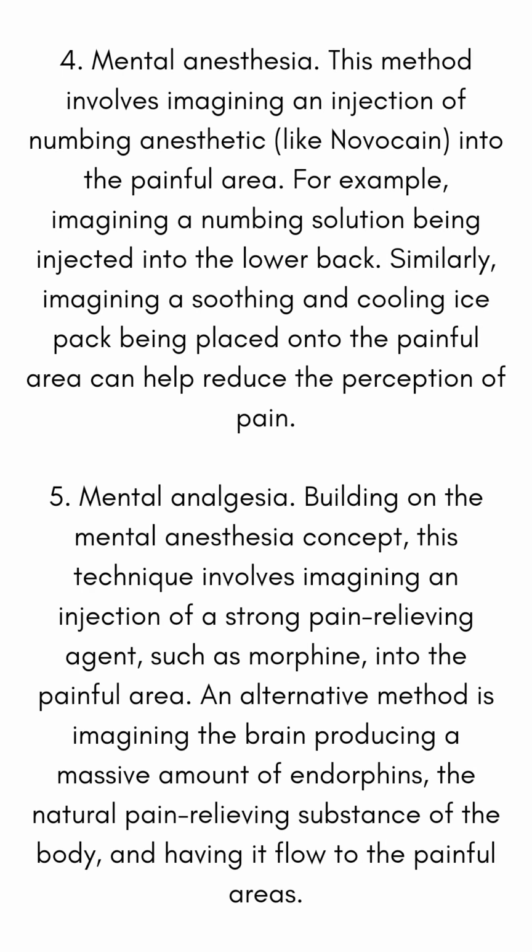4. Mental anesthesia. This method involves imagining an injection of numbing anesthetic, like Novocaine, into the painful area. For example, imagining a numbing solution being injected into the lower back. Similarly, imagining a soothing and cooling ice pack being placed onto the painful area can help reduce the perception of pain. 5. Mental analgesia. Building on the mental anesthesia concept, this technique involves imagining an injection of a strong pain-relieving agent, such as morphine, into the painful area. An alternative method is imagining the brain producing a massive amount of endorphins, the natural pain-relieving substance of the body, and having it flow to the painful areas.